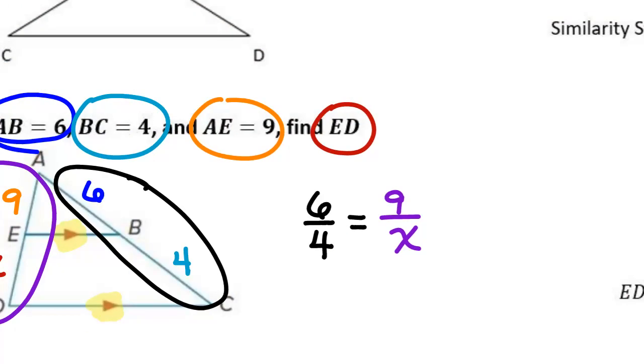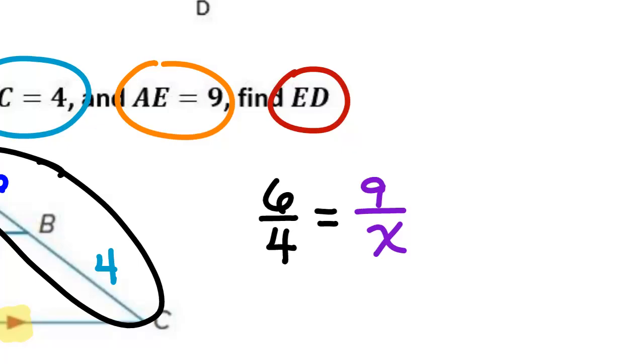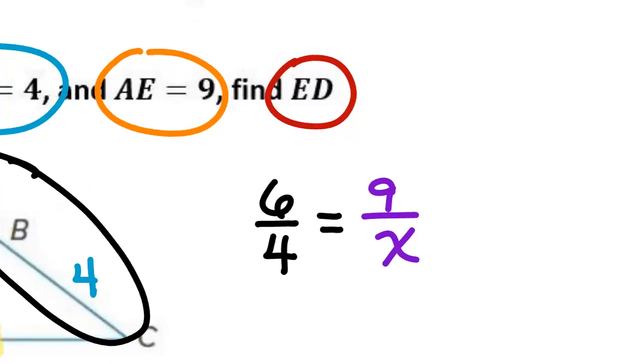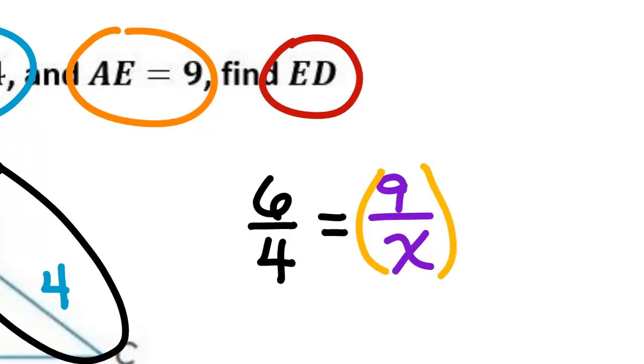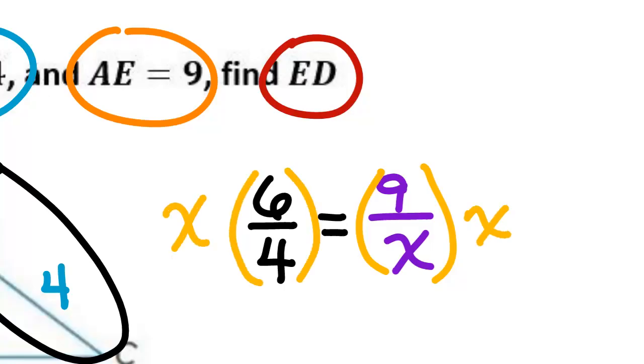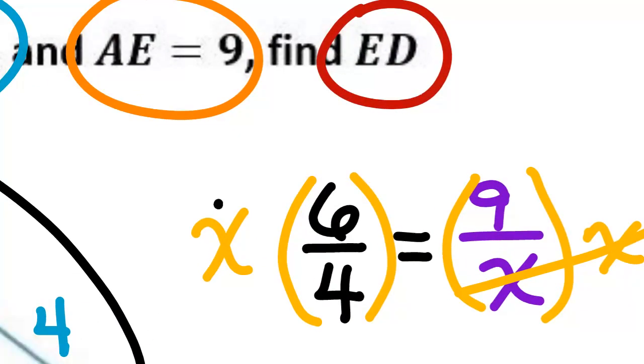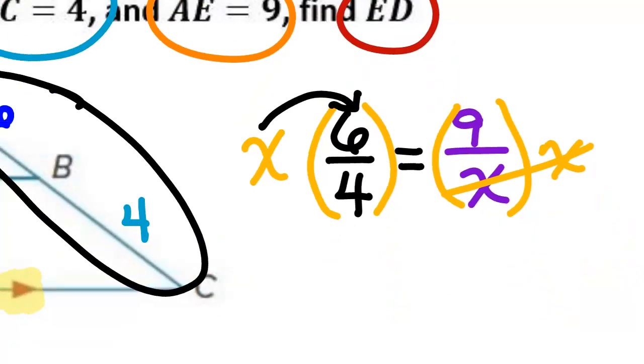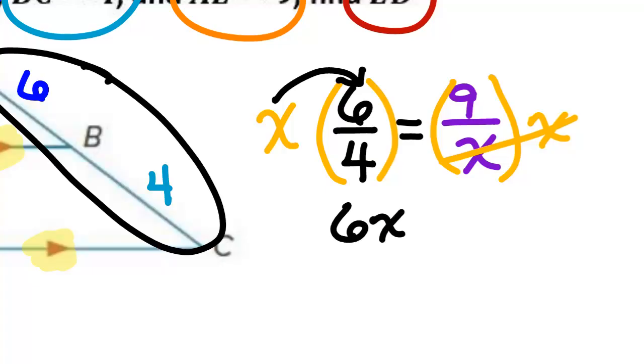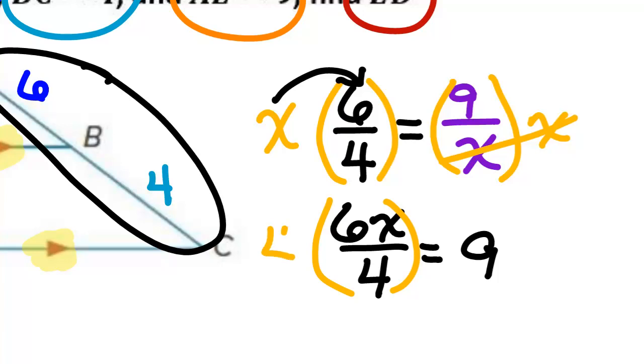And now we want to solve this for x. I have 2 fractions, so I'm going to have to do multiplication 2 times. Let's start off by multiplying both sides by x. It's going to cancel my denominator over there on the right. The x only multiplies to my numerator, so I have 6x over 4 equals 9. And then we multiply by our other denominator. We're going to multiply both sides by 4.